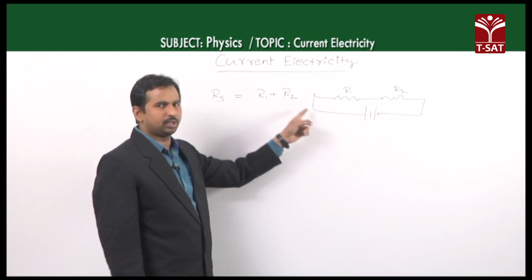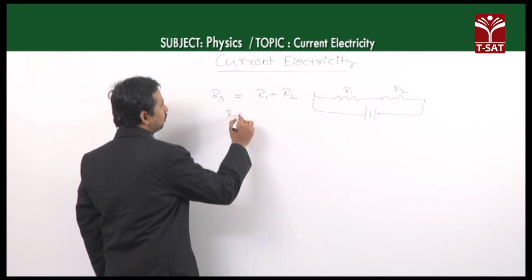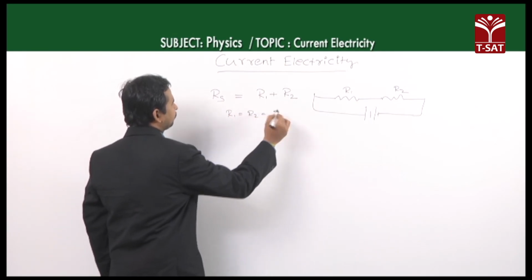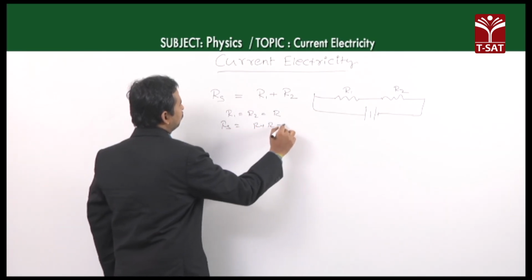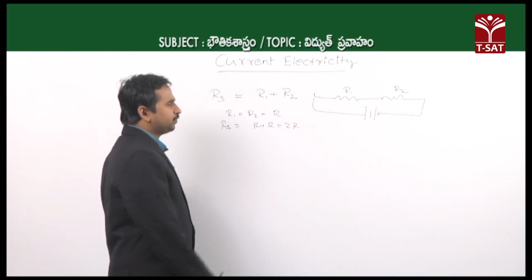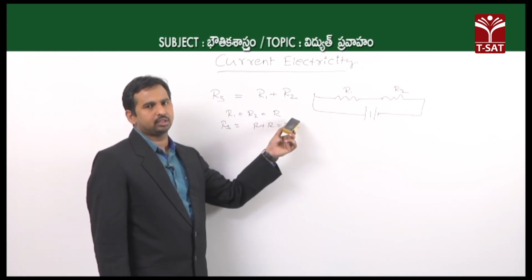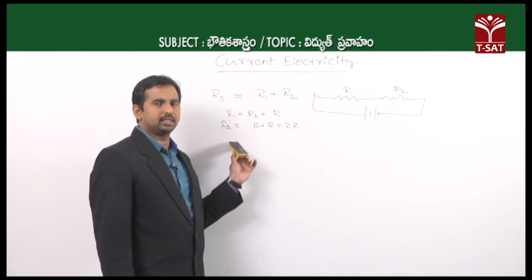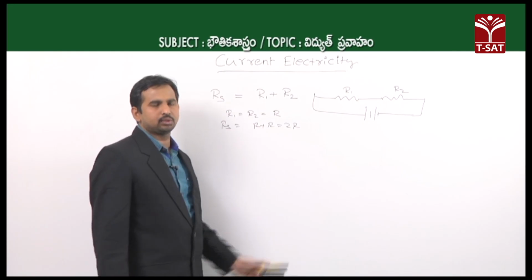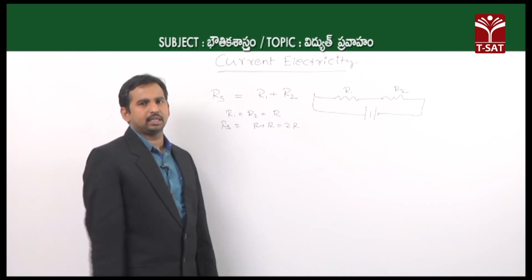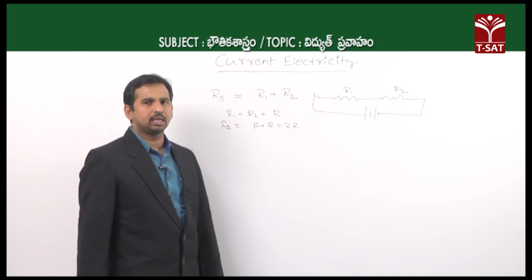is R1 plus R2. Suppose R1 is equal to R2 is equal to R, then Rs becomes R plus R, which is 2R. If you take two resistances, R1 plus R2, with each equal to R, we get the final resistance as 2R. If you take n number of resistances at the same time in series connection, then it becomes nR.